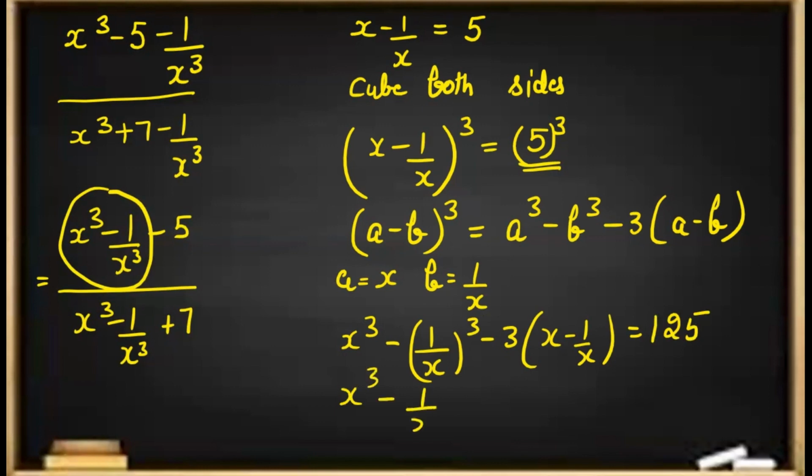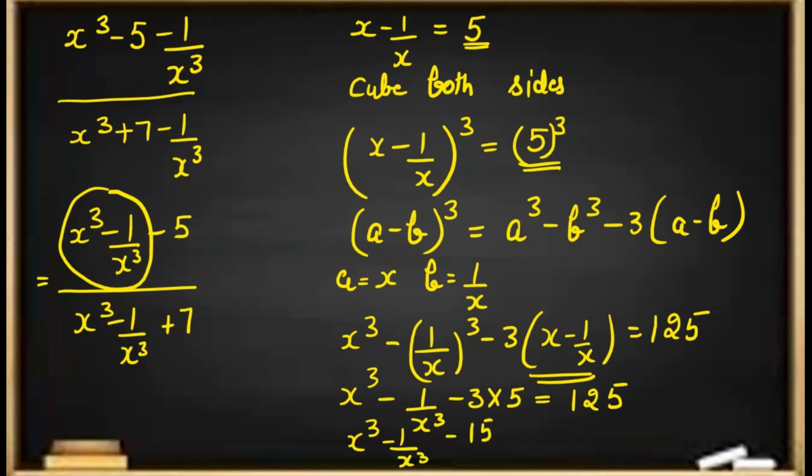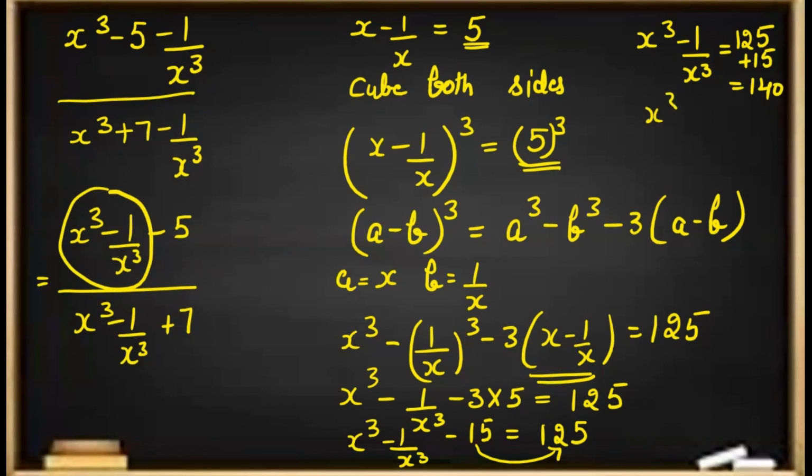x cube minus 1 by x cube. We already know the value of x minus 1 by x, which is 5. We'll put that value here, into 5, is equals to 125. So we'll get x cube minus 1 by x cube minus 15 is equals to 125. We will take 15 to this side. What we will get? We'll get x cube minus 1 by x cube is equals to 125 plus 15, which is equals to 140. So we'll get the value of x cube minus 1 by x cube as 140.